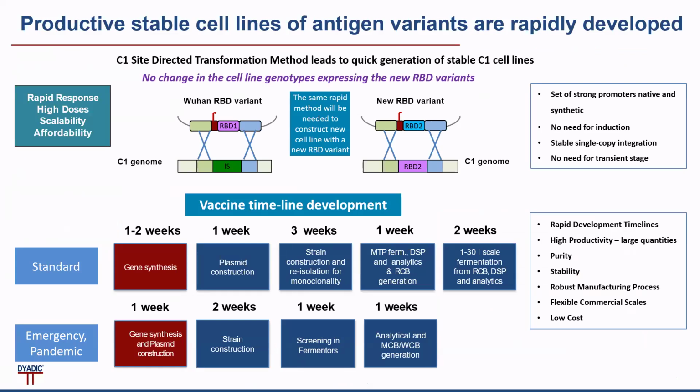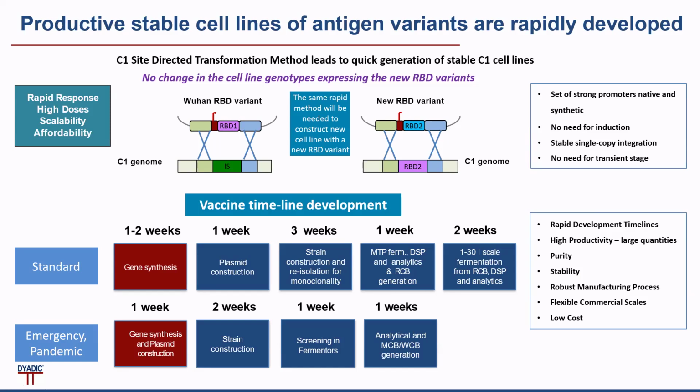As I mentioned, the site-specific integration, you can see here, this is an example of what we did during COVID. We took the Wuhan RBD, we put 1 copy in the far left here on the RBD site 1. We could have put 2 copies in there, and then we could have put another 2 copies in the back end where you see RBD2. We did the first step of the RBD within 60 days.